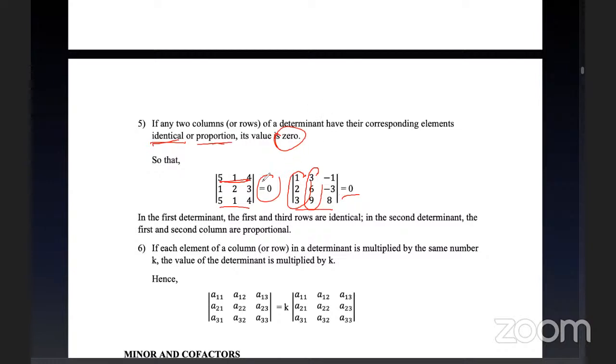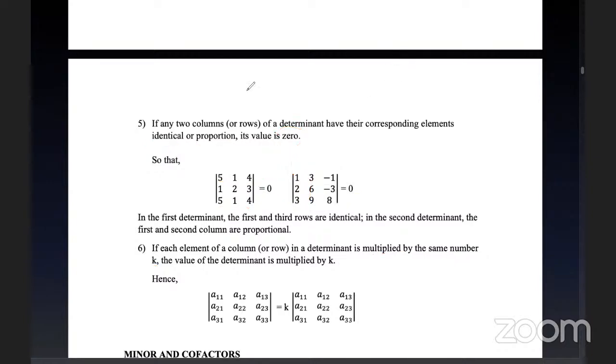Okay, and then lastly, if each element of a column or row in the determinant is multiplied by the same number k, or constant, the value of the determinant is multiplied by k. So ganun lang yun. So pwede mong wag mo nang i-distribute yung k na to sa bawat element. You can leave that for later. You can multiply that after you have determined yung value ng determinant.